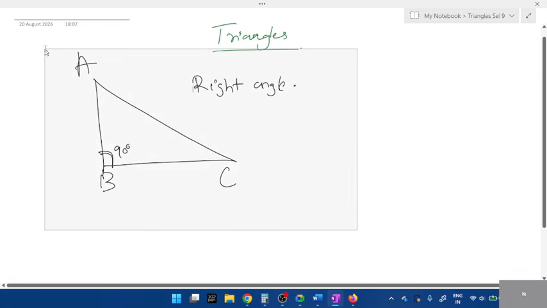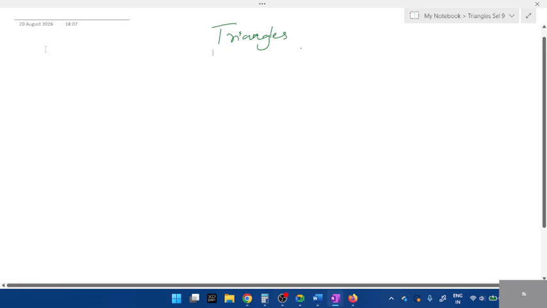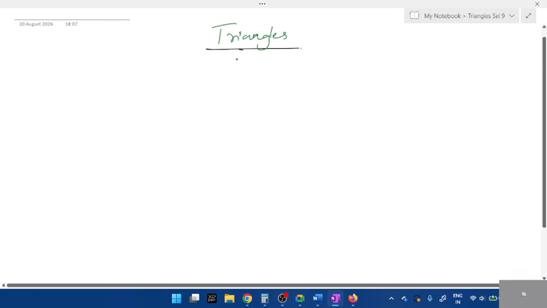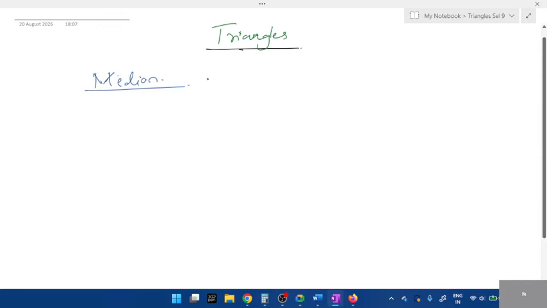Okay, next. These are the types of triangle, students. So we studied what is a triangle, angles, sides, vertex, sum of interior angles of a triangle, types of triangle. Next one is median. Did ma'am teach what is median? No? Without that, how will you solve the questions?